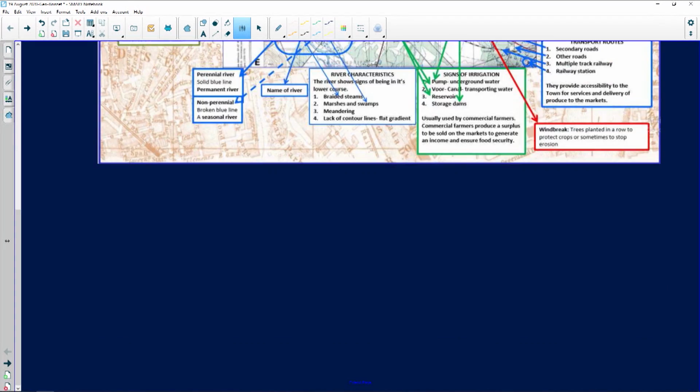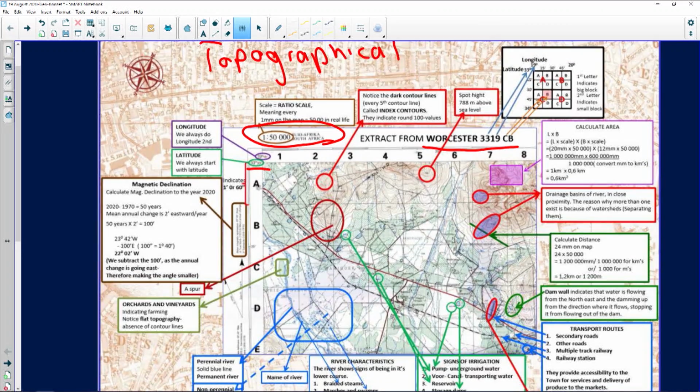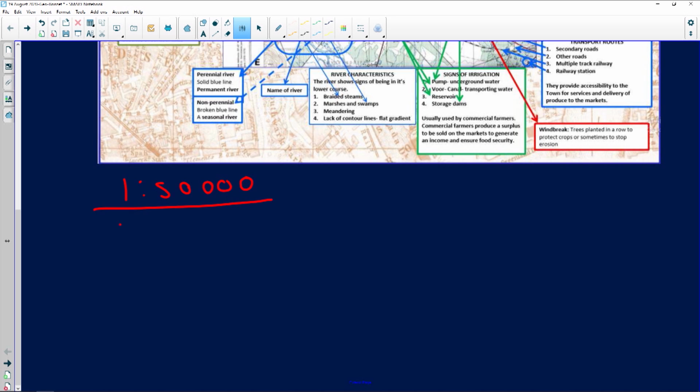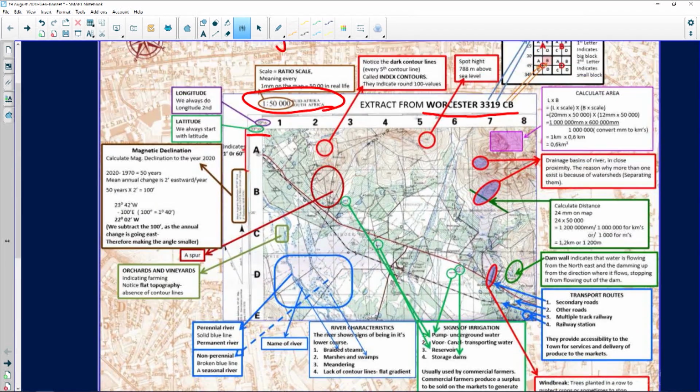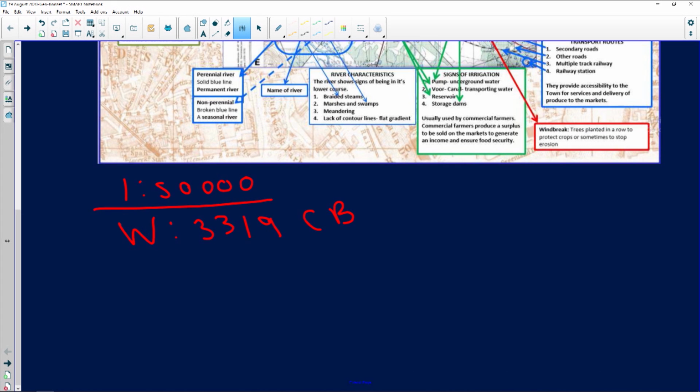But let's continue. I've mentioned to you the scale is 1 to 50,000, so it means it's been reduced 50,000 times. And then we look at the map code that was introduced over there, Worcester 3319 CB. That's the map code. So I'm just going to write there, Worcester 3319, just want to correct, CB. Now what does this actually mean? Let's decipher it because it's a map code.